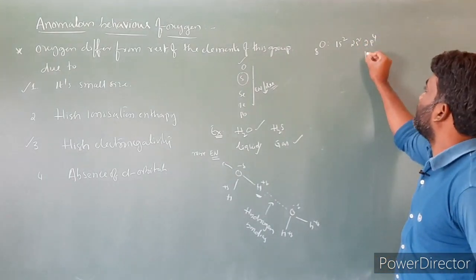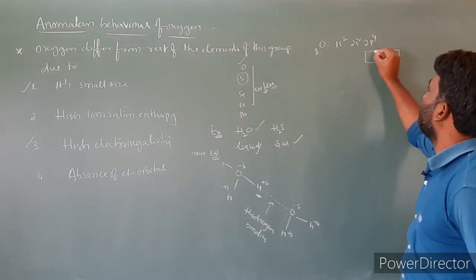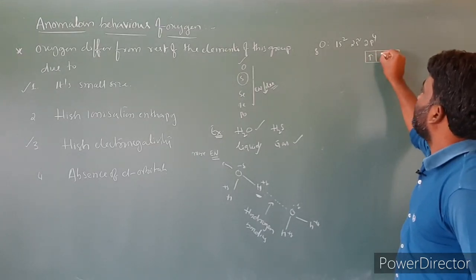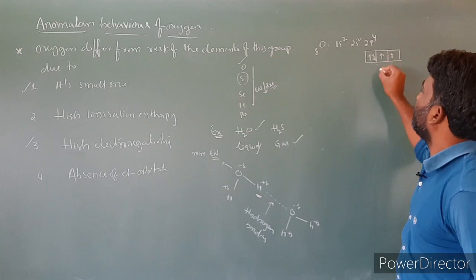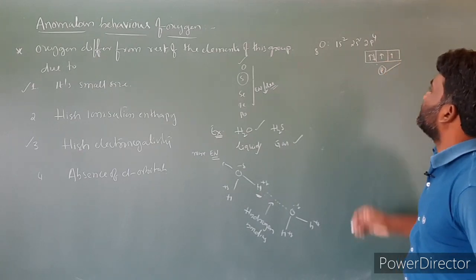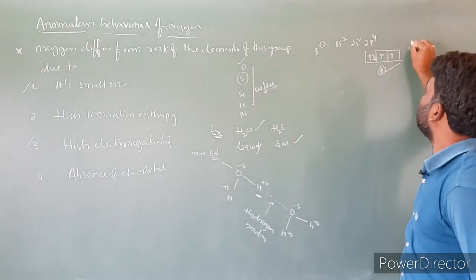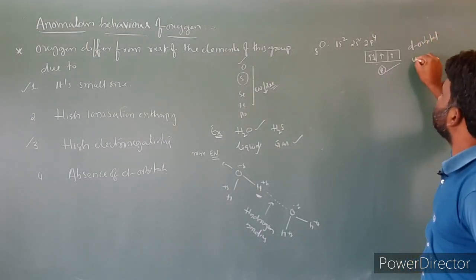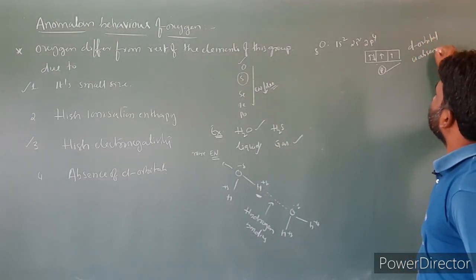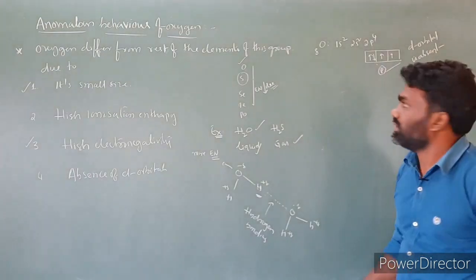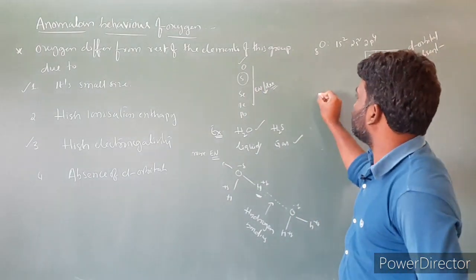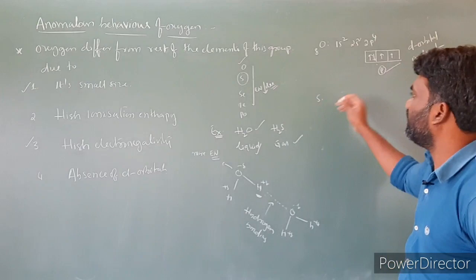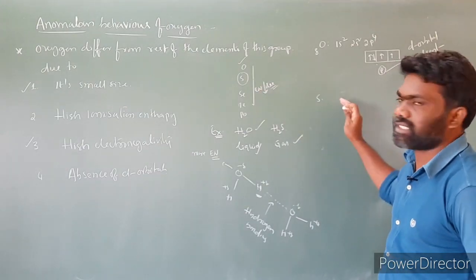If you take the outermost energy level, we have only p orbitals present, but no d orbital. So the d orbital is absent. For understanding purposes I will take one element, sulfur. I am taking only one element, sulfur. The rest of the elements also have d orbitals.